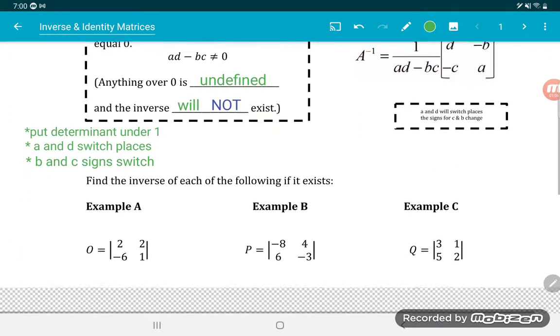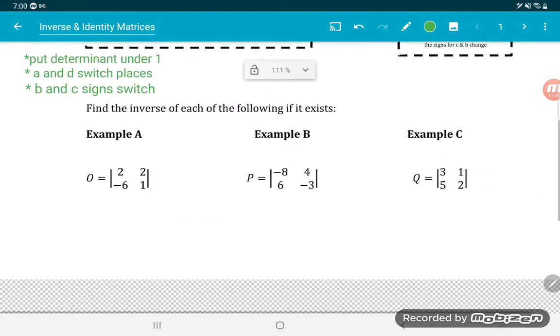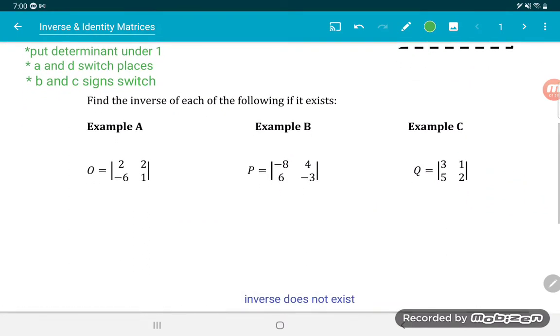I have written some notes for you. The note says put the determinant under 1 once you find it. A and D switch places. B and C sign switch.